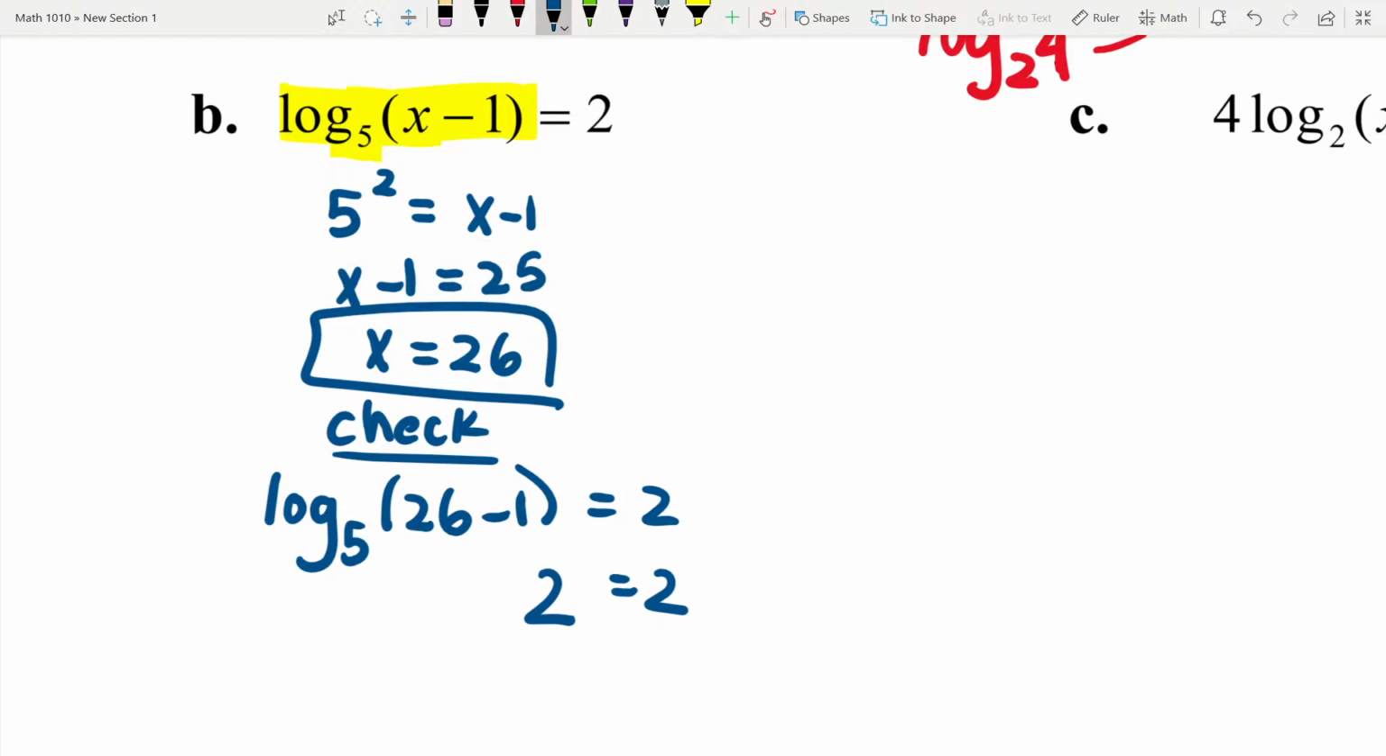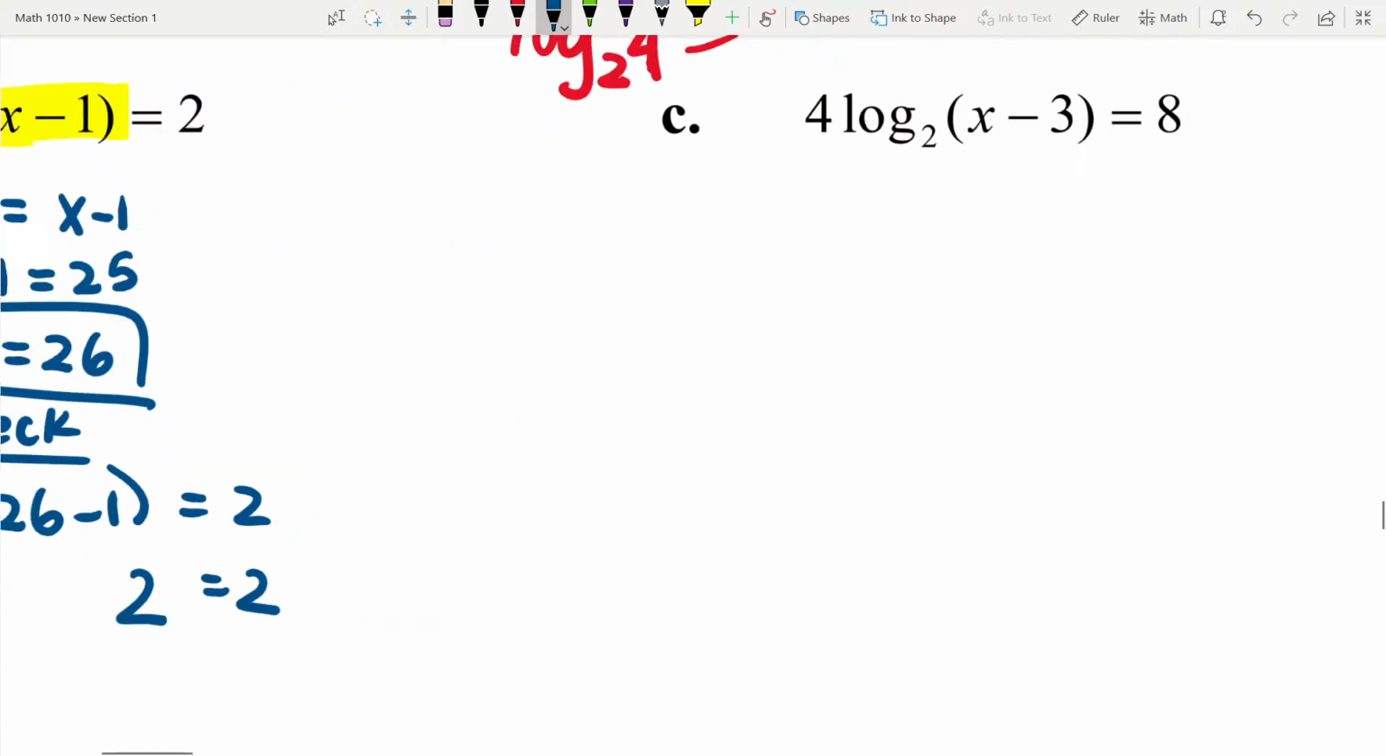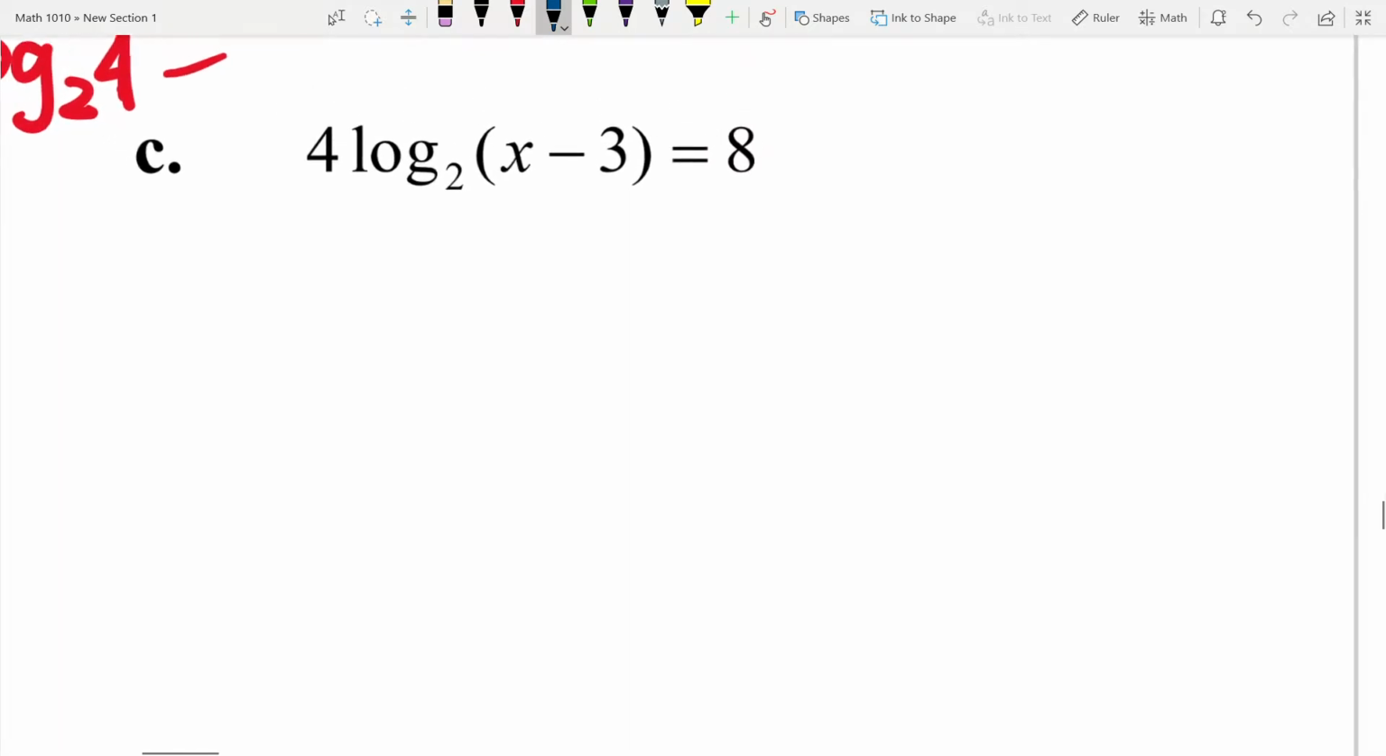You guys, the beautiful thing about the fact that you have to check logs is if it checks out, you know you're right. There's no way that answer's wrong. If you plug it in and it works, you just got the problem right. Okay, question C. You better be talking to me, okay, because you're making me nervous.